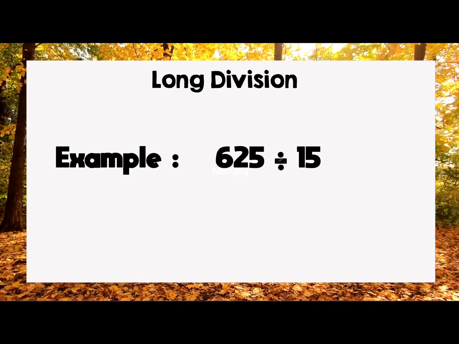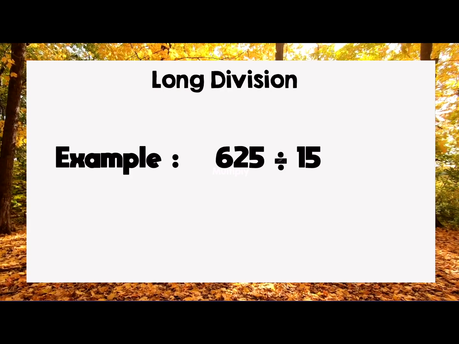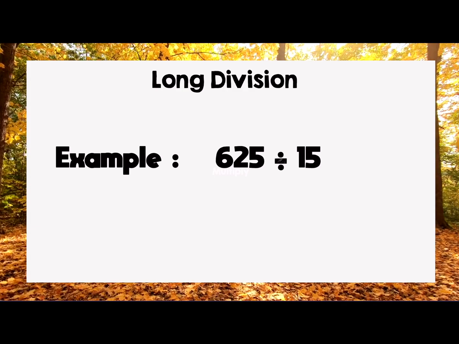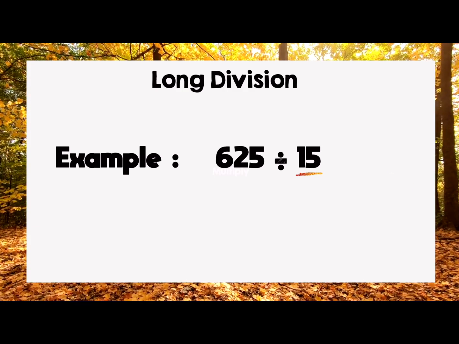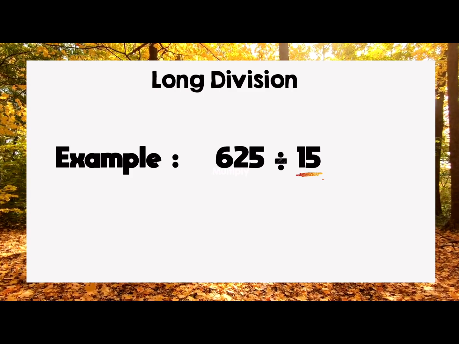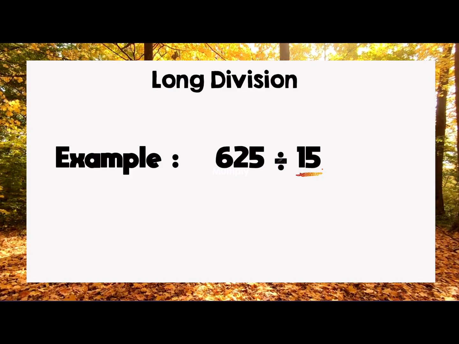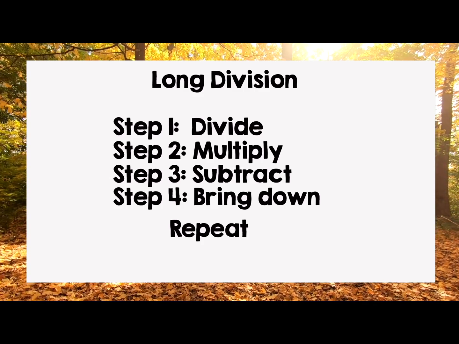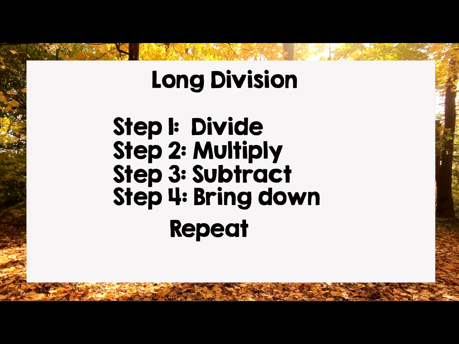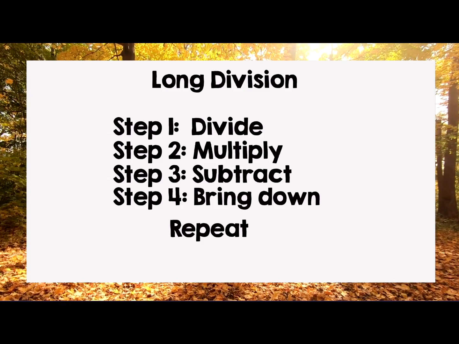Well, here's an example. We have 625 divided by 15. Our divisor is the number here, 15, and this is a 2-digit number. So how do we do that using long division? Now, there are a few steps to follow, but before we do that, just a quick reminder that we will be using the bus stop method, and I have a video that explains all of that.